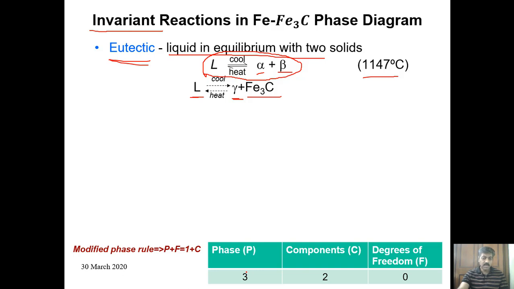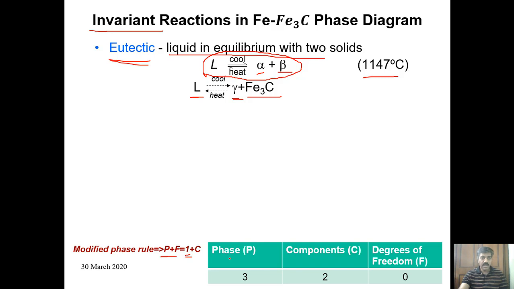If you remember the Gibbs phase rule, that was P plus F is equal to 2 plus C. But why have we written 1 instead of 2? Because we are not considering pressure as a thermodynamic variable. That means we are considering pressure constant, say atmospheric pressure. So the only thermodynamic variable present is the temperature. So instead of 2, we are only considering 1, because temperature is considered the only thermodynamic variable. Okay, so P plus F is equal to 1 plus C is the modified phase rule.